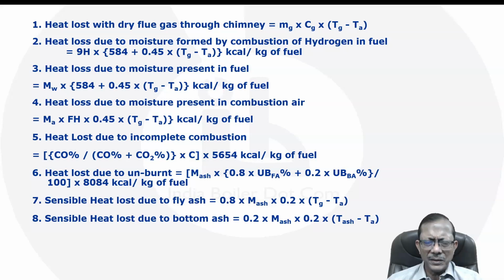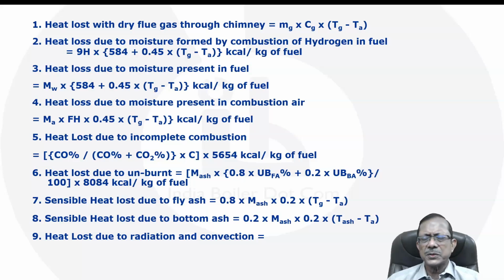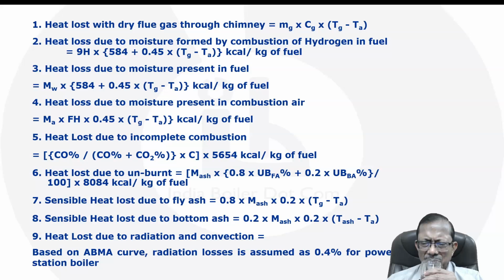So we take a standard, usually the standard given by ABMA, the American Boiler Manufacturers Association, and for a power plant boiler it is taken as 0.4%.